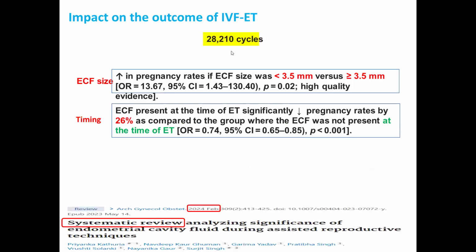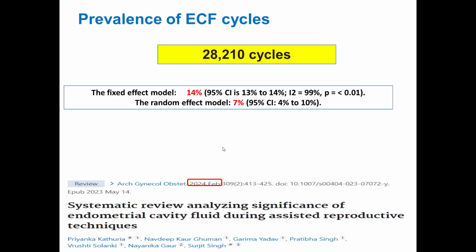And here you can see in this systematic review on 28 thousand and more cycles, that the size of the endometrial cavity fluid has impact, because if the size is less than 3.5, the pregnancy rate is not affected. But if it is more than 3.5, the pregnancy rate is affected. And also timing, if you see it at any time, this is not important. But at the time of embryo transfer, it leads to a decreased pregnancy rate by 26%.